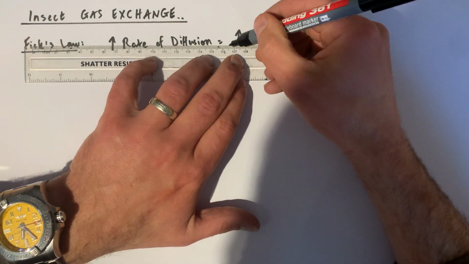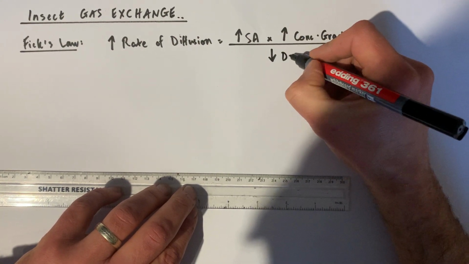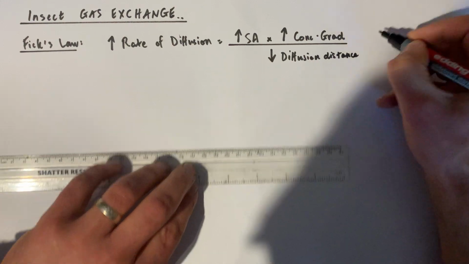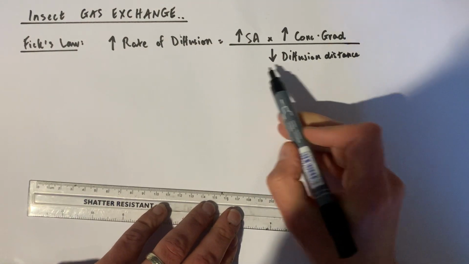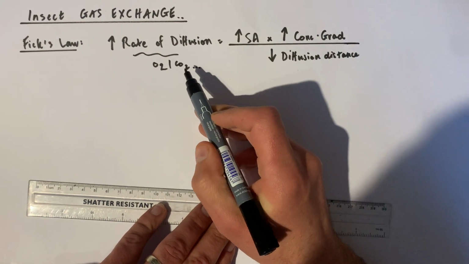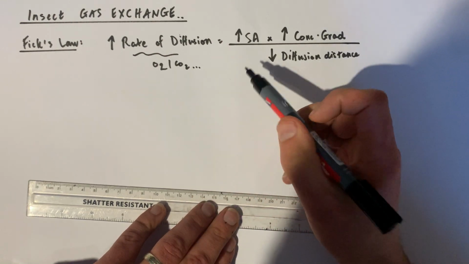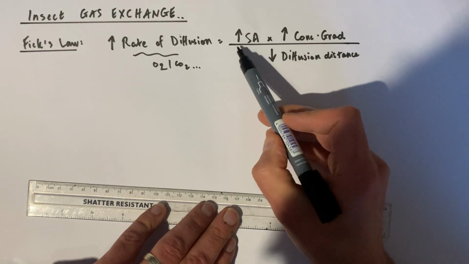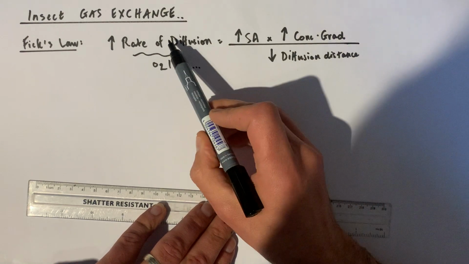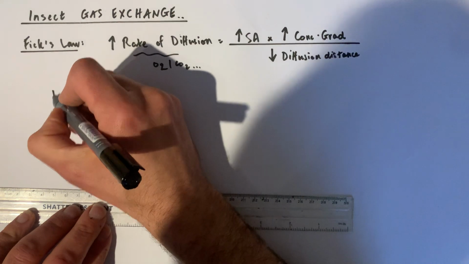Now, the walls of the tracheoles are very thin, so we want the smallest possible diffusion distance. Let me just extend that a bit. The rate of diffusion of oxygen or carbon dioxide in the opposite direction across the gas exchange surface is going to be increased when there's a bigger surface area. So the tracheoles collectively, there's millions of these needle-like thin tubes, a very big surface area for gas exchange. There's a big concentration gradient of oxygen from higher to lower, so that's going to maximize the rate of diffusion, and there's a short diffusion distance because the wall of the tracheoles is very thin. So we're going to call it a tracheal system.